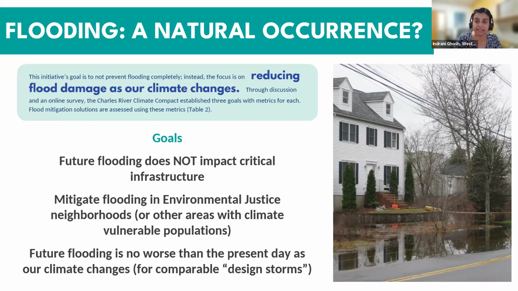We would also need to mitigate the flooding to environmental justice neighborhoods, as well as priority population groups that live in the watershed. And we would not want to make the flooding impacts as we see today any worse in the future. And that was really one of the central themes. That last bullet on the slide is one of the central themes of how we have evaluated success and flood mitigation benefits of the different strategies that we are presenting today.